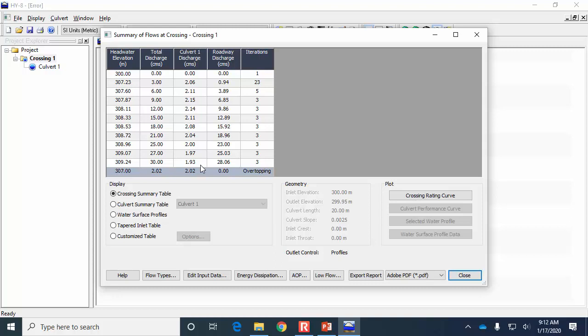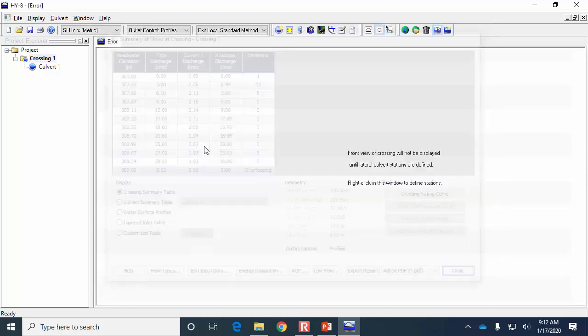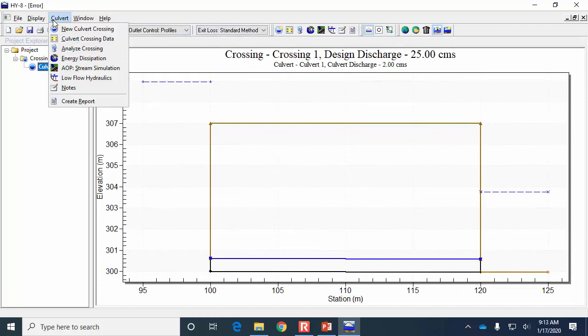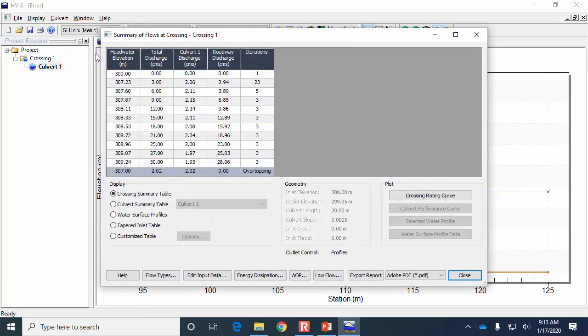All right. So there's a couple of different ways for us to explain that. We could say at 25 cubic meters per second, only 2 is going through the pipe and 23 is overtopping. The other way to look at it, let's see, how do I get that report back up? Analyze crossing. All right. So the other way of explaining it is that before overtopping occurs, just when that water level has gotten exactly to 307, 2.02 is going through the pipe, and so the clear answer is it's not going to be working for us.